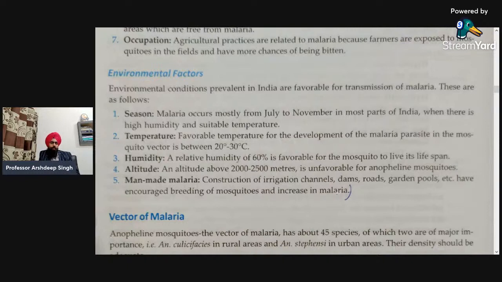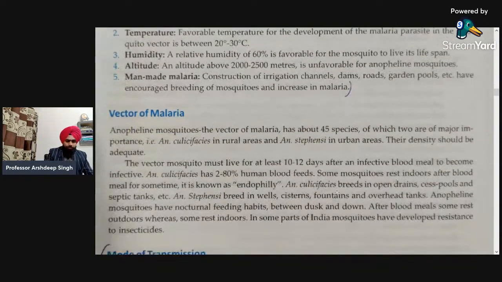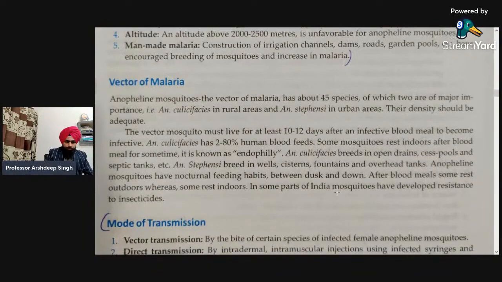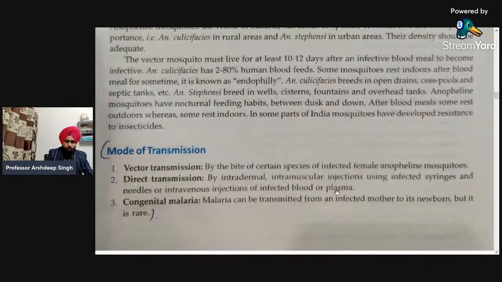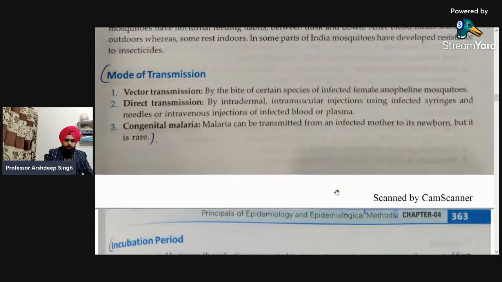So, some of the techniques that can manage the stagnant water. Okay, so that was about the environmental factors. Next is about the mode of transmission.